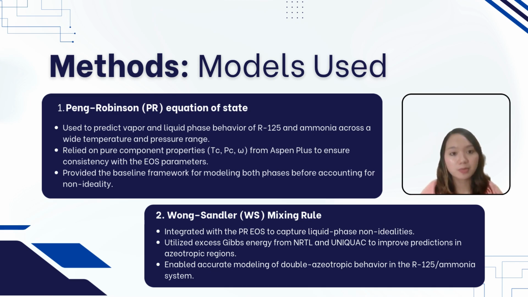Starting off with the Peng-Robinson equation of state. This was used to model the PVT behavior of both vapor and liquid phases. Its advantage lies in its ability to handle a wide range of temperatures and pressures, providing a robust baseline for general phase behavior. However, it is limited in representing strong liquid phase non-idealities, particularly in polar nonpolar mixtures like R125 and ammonia. To address this limitation, the Wong-Sandler mixing rule was employed. By integrating excess Gibbs energy into the EOS, this approach allowed the model to capture non-ideal liquid interactions, improving accuracy in regions of high deviation such as azeotropes.